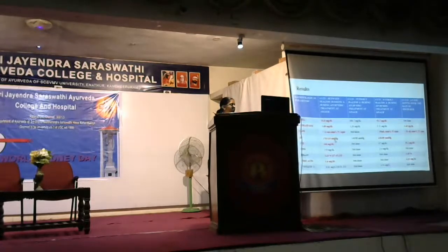BP, which was not controlled at all, was around 170/110 at the time of admission. Then at the time of discharge, it had reduced to 130/80. Fasting blood sugar was elevated, 168 mg/dl. At the time of discharge, it was 87. Now it is 91.1. Again, it is within normal limits.